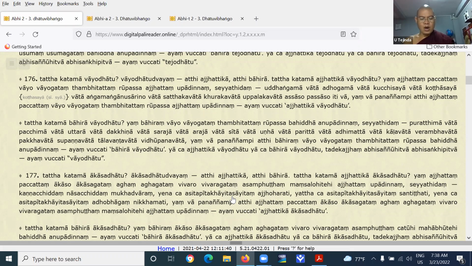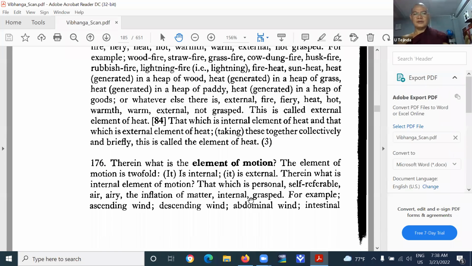Ya Ajada Bajada Wayogada Tabitatan. Ya Wayogada. Wayogada Airy. Wayogada Tabitatan, the expression of matter. Here, Tabitata Rupasa should be like the word Tabitata. Tabitata Rupasa, the pleasure of matter. The Ajata Upadana, eternal graphs.